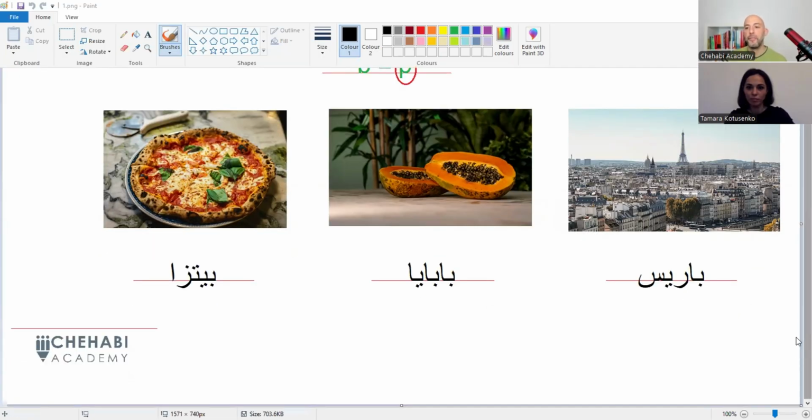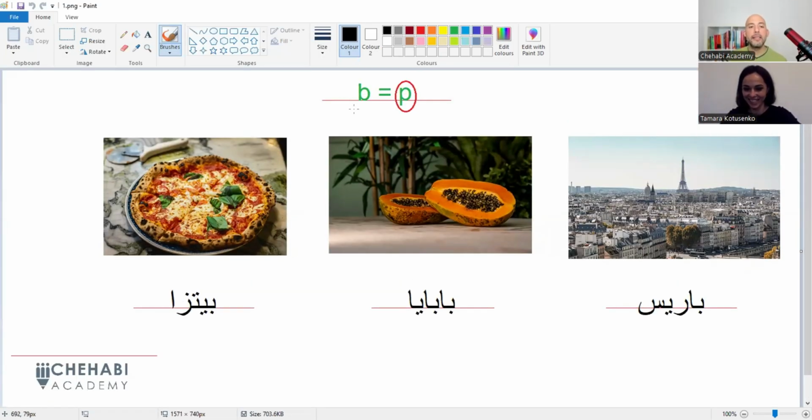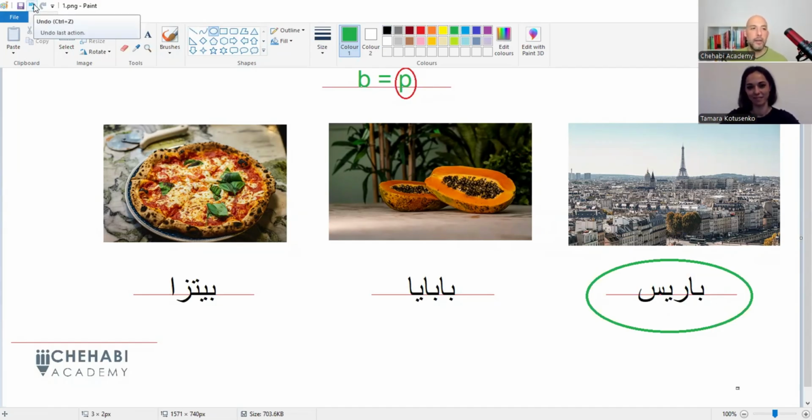Let's read, Tamara. Now it's P, yeah? Yes. Now the B is sometimes, not always, but sometimes you have to consider B being a P. Let the pictures inspire you. We're reading from right to left. Paris. Exactly. We write Paris because we don't have any other possibility. We read Paris, the capital of France.